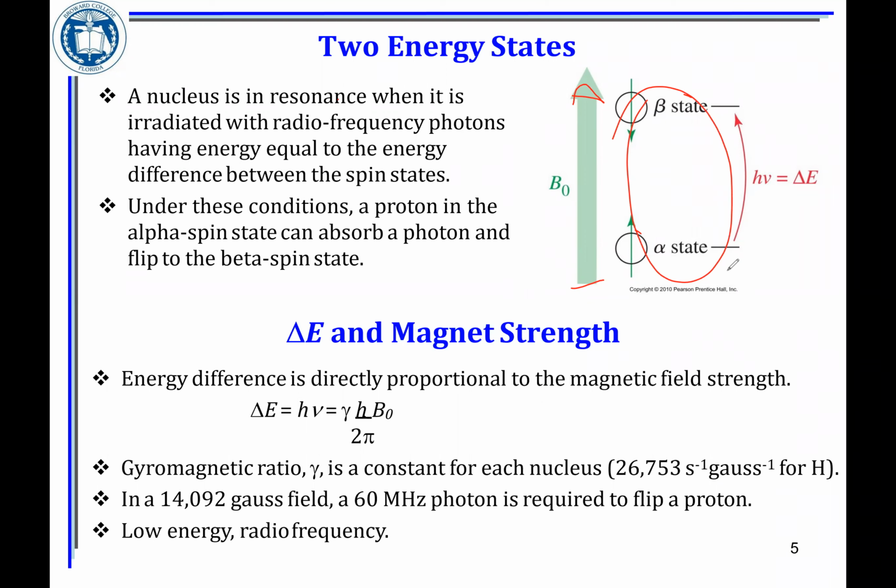Now, the detector is going to detect how much energy is needed to go from alpha to beta state, and the recorder is going to record that value. The good thing about the hydrogen in different chemical environments is that it is going to require a different amount of energy. So when you have a point of difference, then that amount of energy is going to be different.